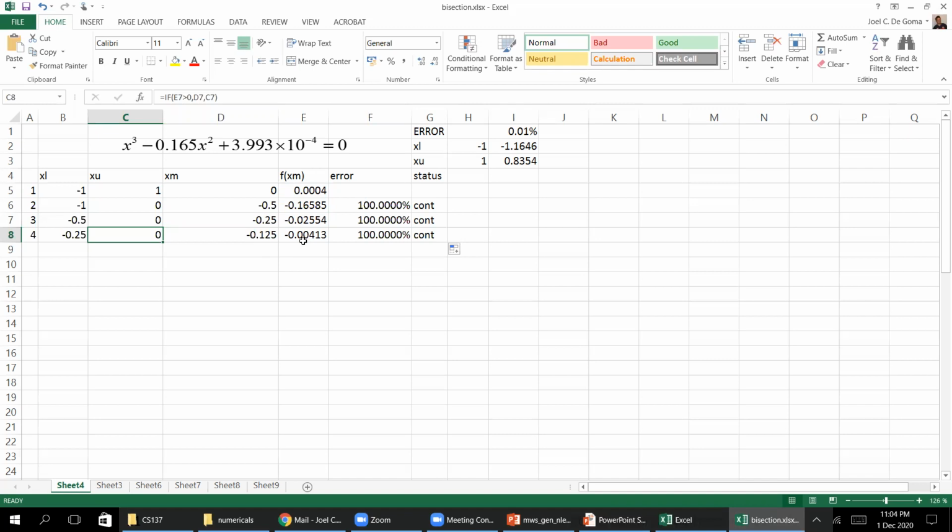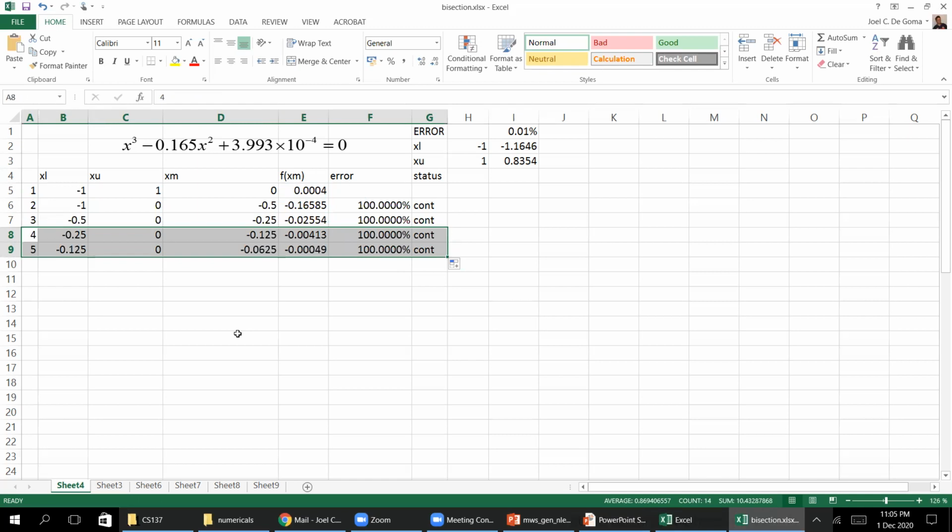So it means we're getting the root. And then we have this error. Now let's proceed. Since this is still negative, we're going to replace x sub l. Then continue. So we have -0.125.